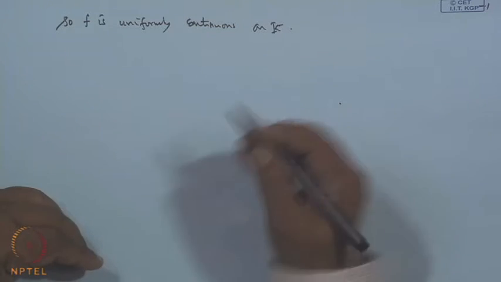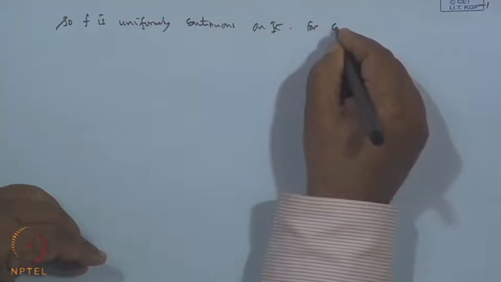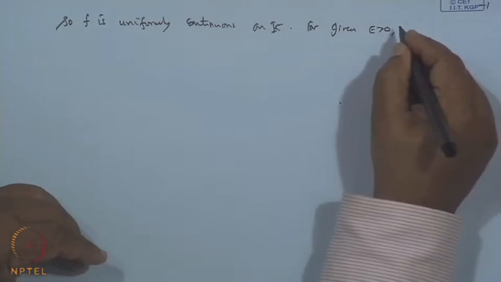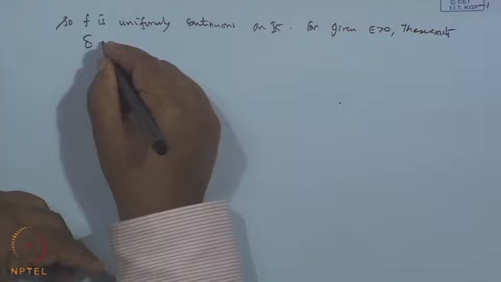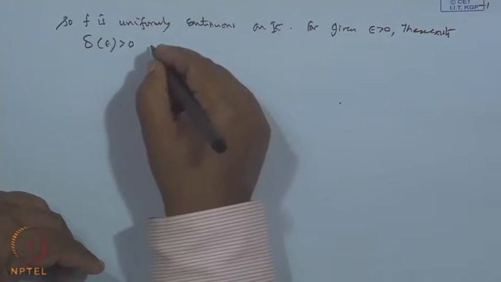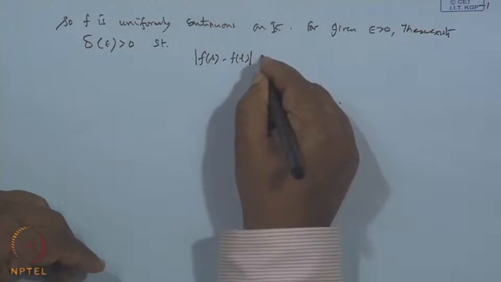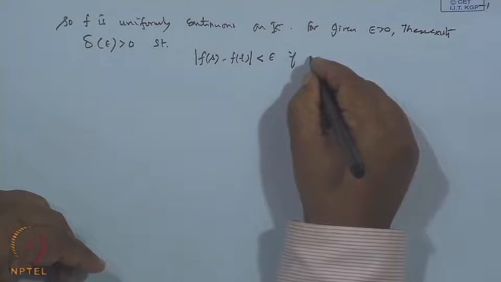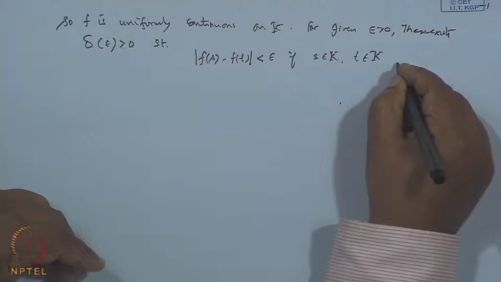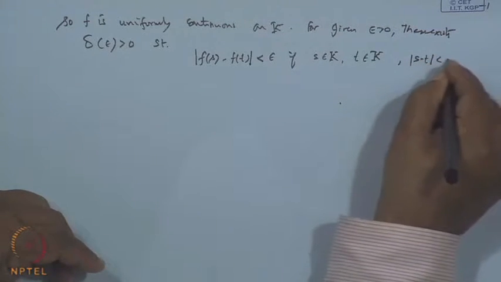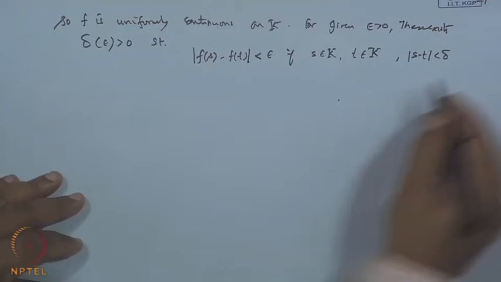So, by definition, what is f uniformly continuous means: for a given epsilon greater than 0, there exists a delta which depends only on epsilon, not the point, greater than 0, such that the mod of f(s) minus f(t) will remain less than epsilon if s belongs to k, t belongs to k and mod of s minus t is less than delta, by definition of the uniform continuity. Let it be 1.